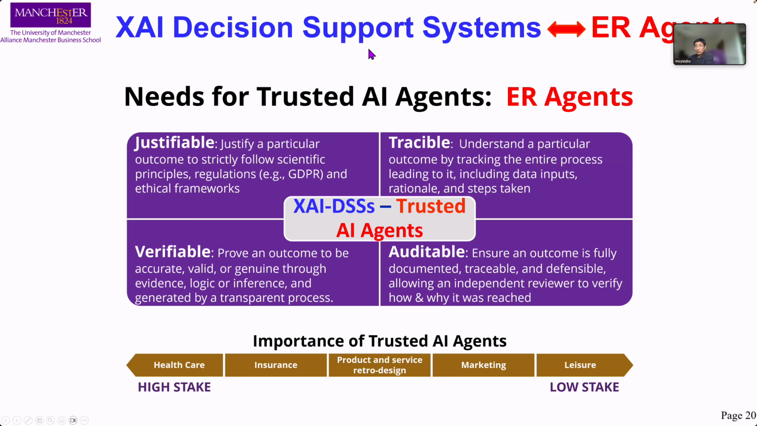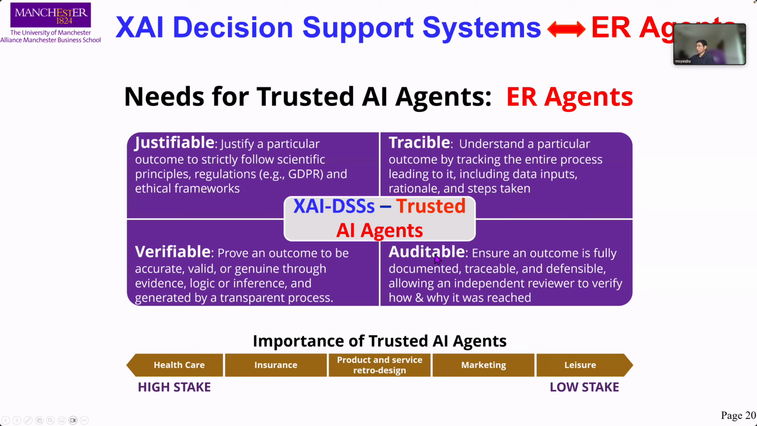More recently, in the last number of years, once Gen-AI is now really dominating, we also consider how to turn these XAI-DSSs into ER agents to make sure that any conclusion generated from our system should be, first of all, justifiable. It can follow the scientific principles, any regulations in the UK and also EU, for example, GDPR, and also any ethical frameworks applied by national or international bodies. And also any conclusion must be traceable from the original data to the final conclusion, step by step. And at each step, any sub-conclusions must be verifiable, must be accurate, valid, and also genuine.